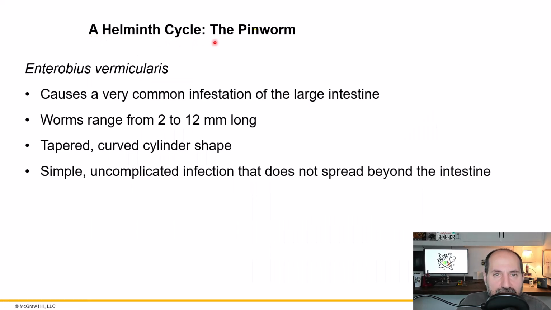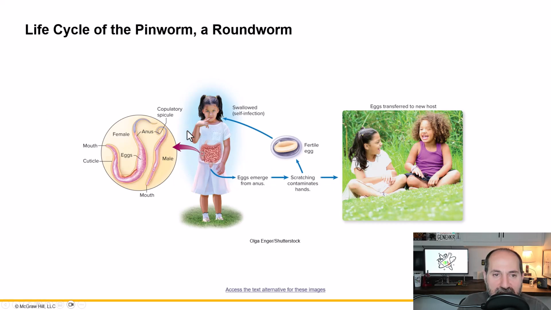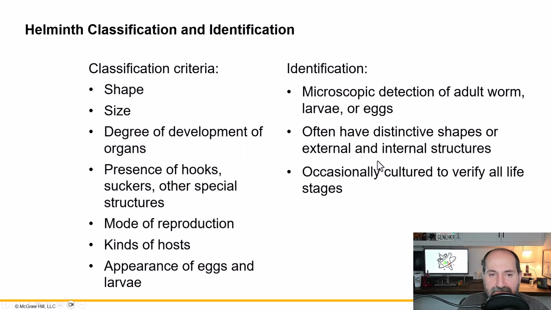Next, we explored a helminth cycle, the pinworm. Enterobius vermicularis causes a very common infestation of the large intestine, the pinworm infection. Worms range from 2 to 12 millimeters long. They are tapered, curved, cylinder-shaped. Simple, uncomplicated infection that does not spread beyond the intestine. Remember how it works? The worms form and eggs emerge from the anus. Scratching contaminates the hands with the fertile eggs. And then by touching the mouth, you swallow or self-infect with the eggs. Then the eggs can be transferred to a new host as well through contact, and then they develop and grow within the intestines.